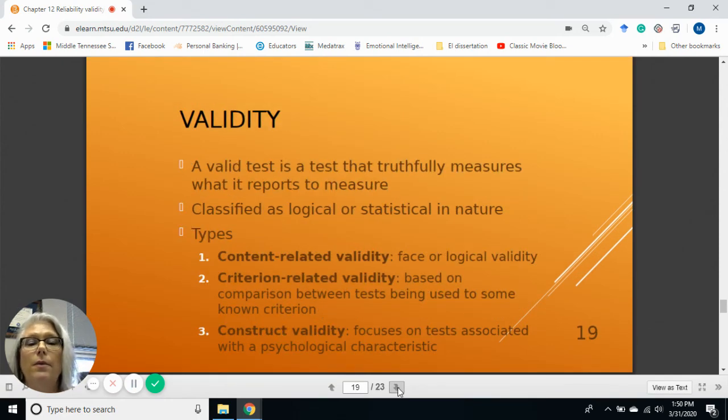Our last slide really talks about the validity of the test, the truthfulness measure.